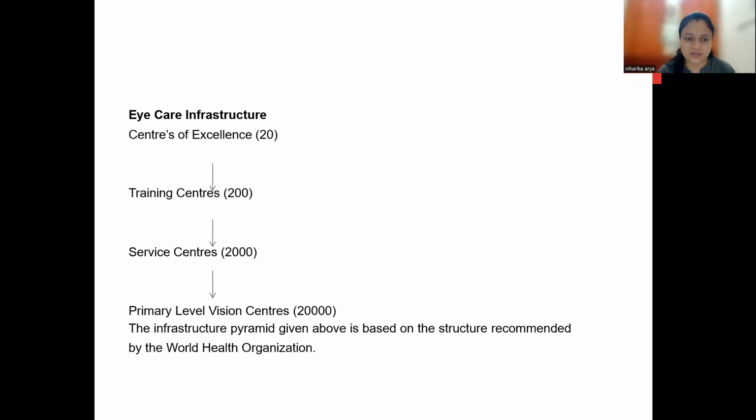So this is the eye care infrastructure in the Centers of Excellence. It includes 20 training centers, 200 service centers at the level of 2,000 people, and primary level vision centers at the level of 20,000. The infrastructure pyramid given above is based on the structure recommended by the World Health Organization. So this is the infrastructure recommended by the WHO: 20 training centers covering 200 people, service centers covering 2,000 population, and primary level vision centers covering 20,000.